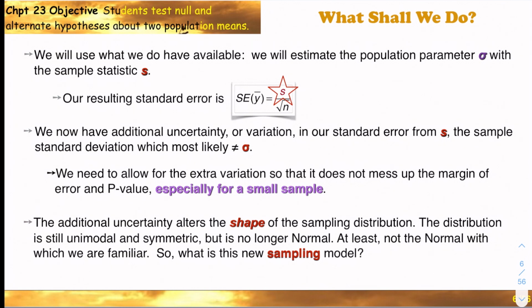So we will estimate the population parameter sigma, which again means standard deviation. We use Greek letters to denote that, with a sample statistic, s. So s is the standard deviation for our sample. With our resulting standard error for our given random variable, y bar, is equal to s over the square root of n.